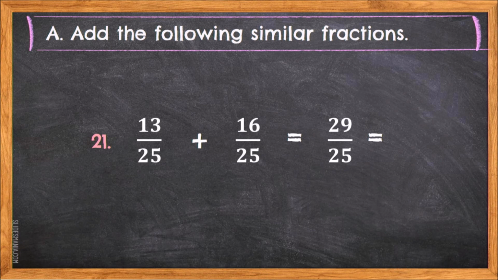Next, for the last question, question number 21, we have 13/25 plus 16/25 is equal to 29/25. Okay, again, this is an improper fraction. We will make it as a mixed number. You will just divide 29 and 25. Okay, so our final answer here is 1 and 4/25. Again, 1 and 4/25.